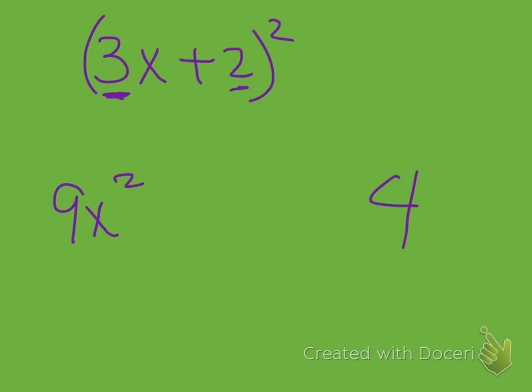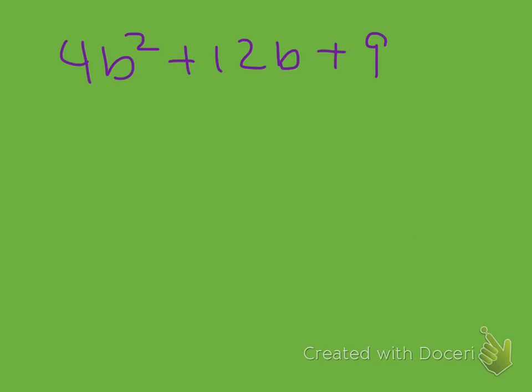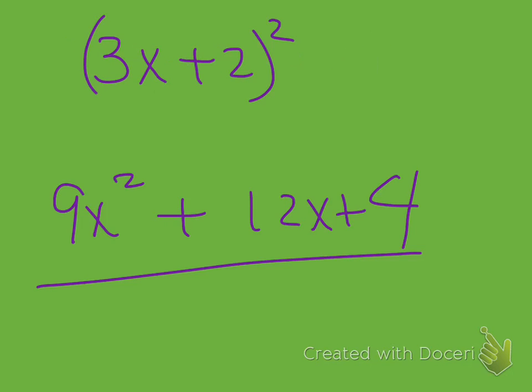So the 3 and the 2 makes 6. And then doubling it makes 12. So I'm going to have plus 12x. And we always put a plus there. All right, so let's analyze this. How do we determine this one if it's a perfect square trinomial? Because we're going to have to ask the question, and we know for sure this one is. But we're going to have to analyze this one over here to see if it's a perfect square trinomial.